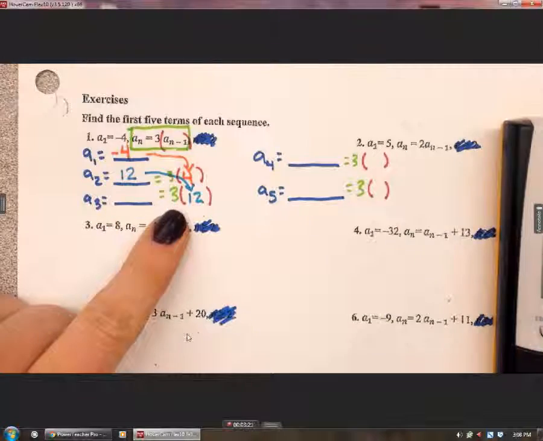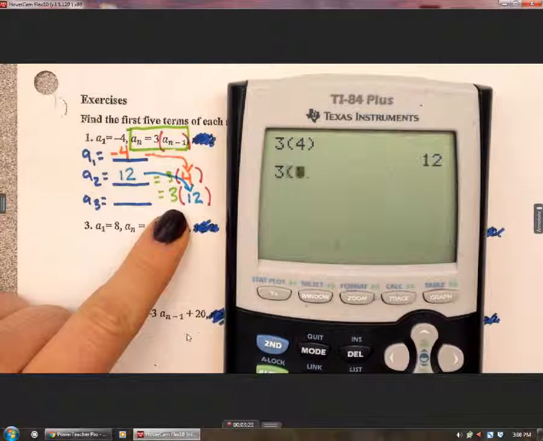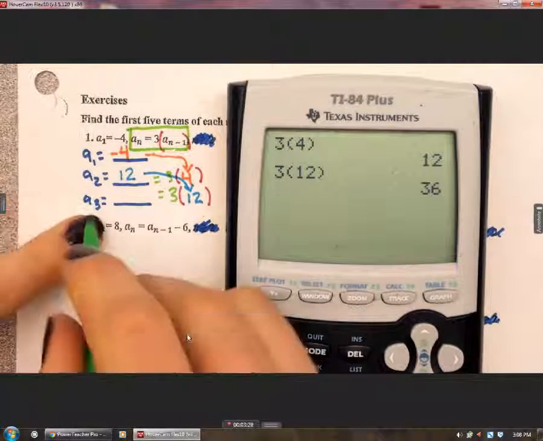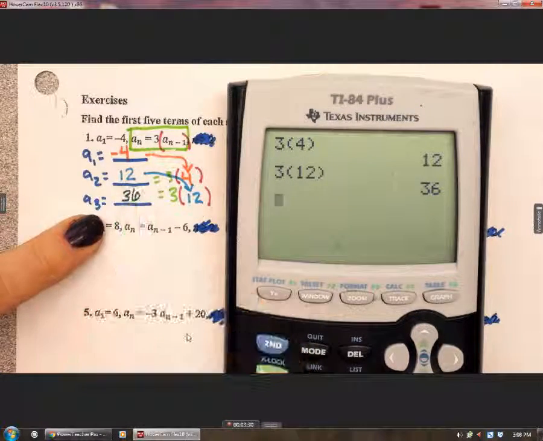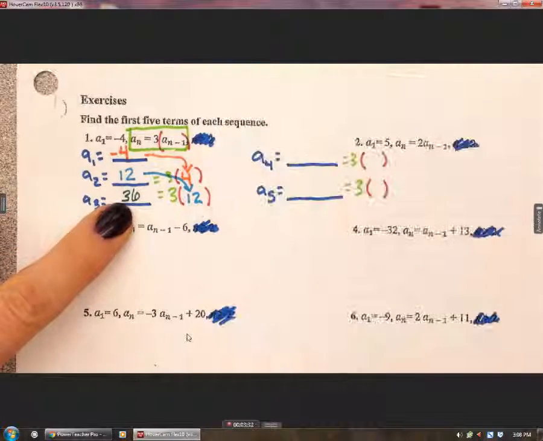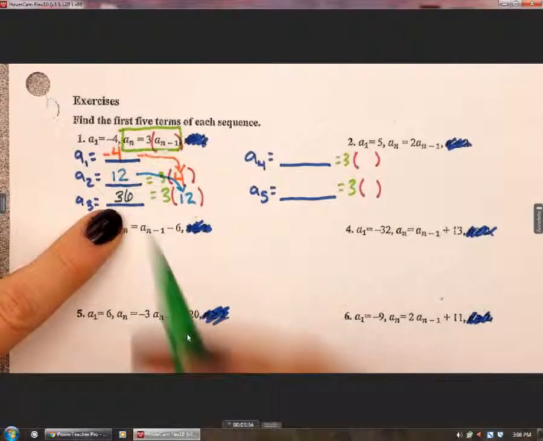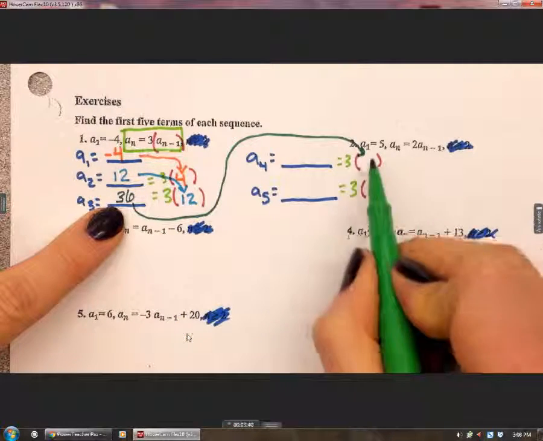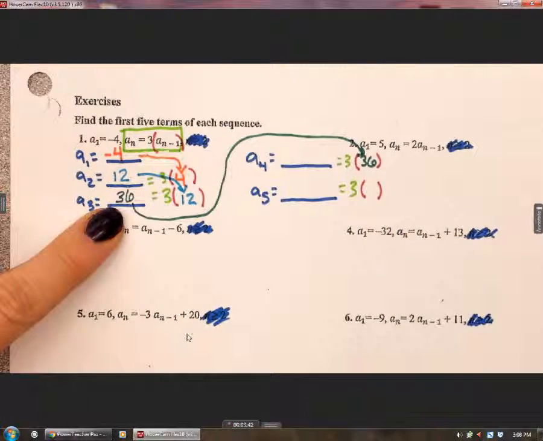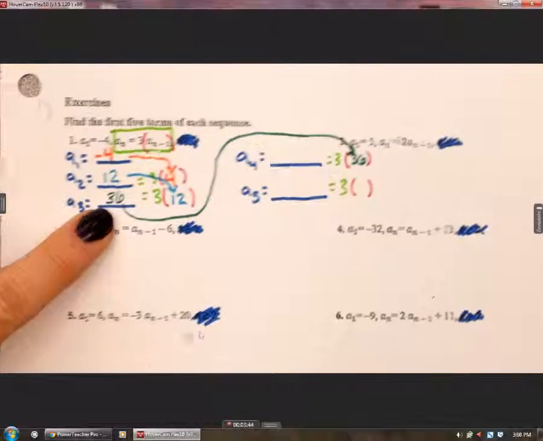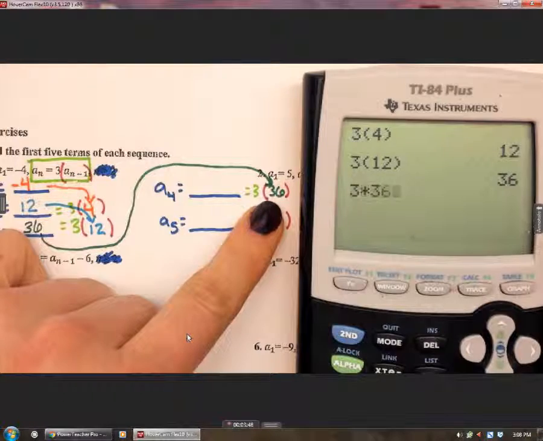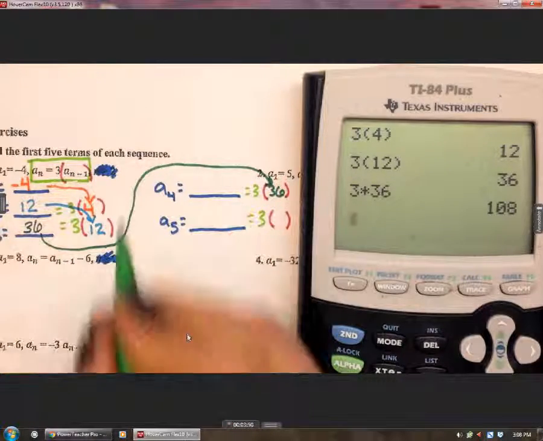Now to get our next number, it's 3 parentheses 12. What's our new number? 36. This number, I'm going to have to use a really funky arrow and just go all the way over here to 36 because I ran out of room. 3 times 36 is 108.